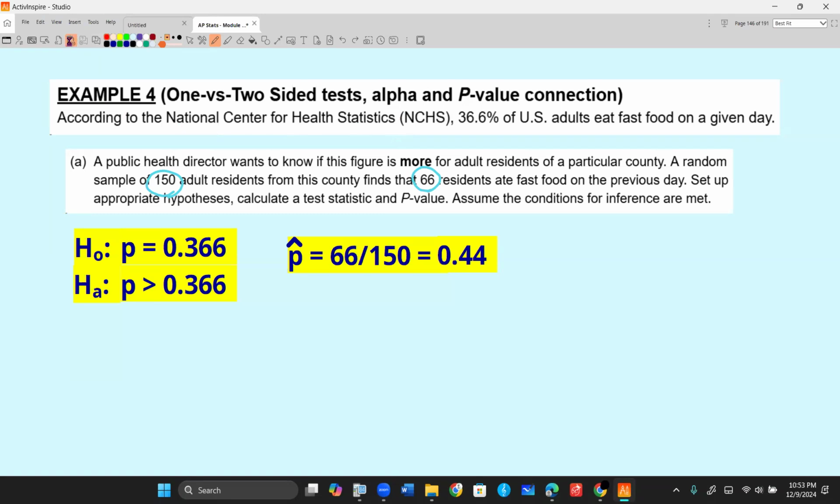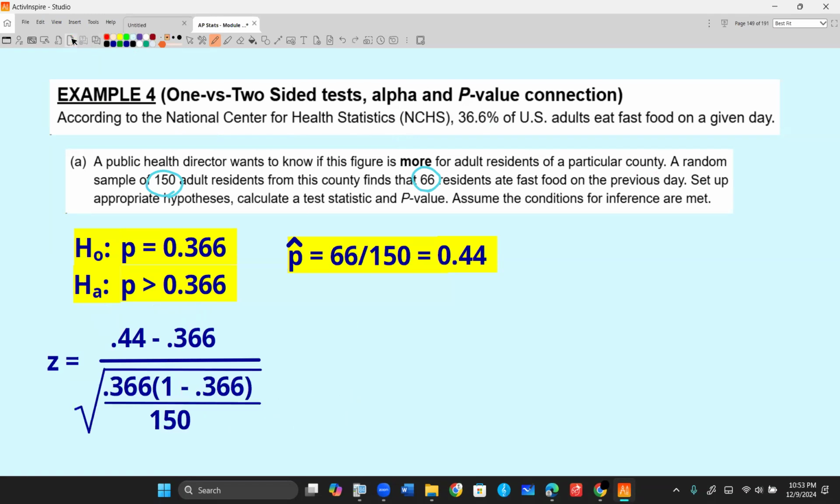Let's talk about our test statistic. Remember, it's z equals, and we always do our sample minus our null. So remember, this is going to be your p hat. This is going to be your p, your null. And then down here, remember, we do our standard error formula, but we do it based on the null. And our number in the sample is 150. So that's going to look like this.